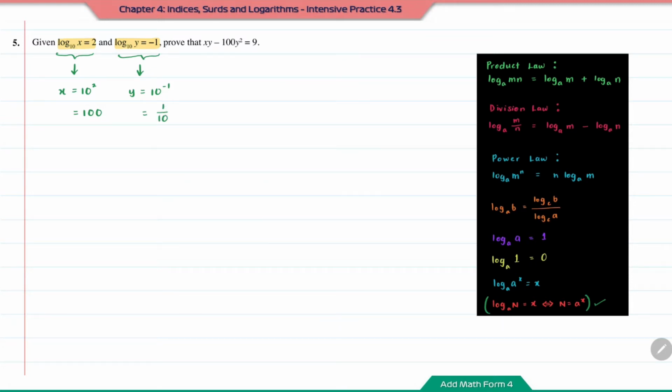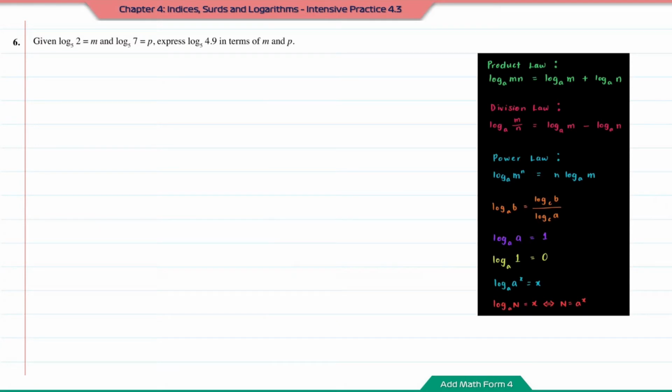So now to prove this, we're going to start from the left hand side. So xy minus 100y squared. We know that x is equal to 100, so xy is going to be 100 times 1 over 10, minus 100 times y, which is 1 over 10 squared. Here we can simplify this. So you're going to get 10 minus 100. 1 over 10, when you square it, you're going to get 1 over 100. So this 100, we can cancel it. Therefore, it's going to be 10 minus 1, which should give you the answer of 9. Therefore, we have proved that xy minus 100y squared is equal to 9.